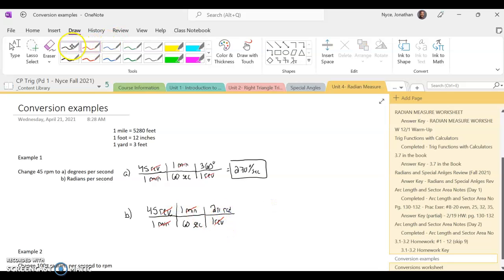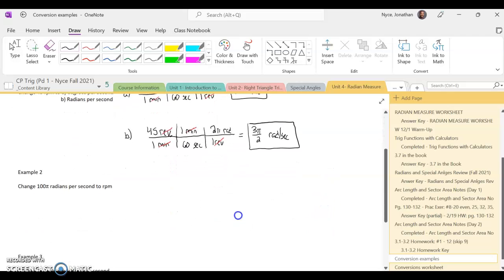You may have done something like this in chemistry. It's called dimensional analysis. I'm not sure if you've done that in chemistry or not, but sometimes it's done in chemistry. Anyway, multiply that, simplify. It gives you 3 pi over 2 radians per second.